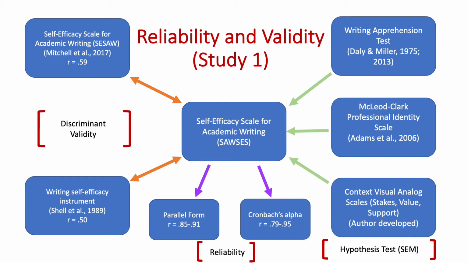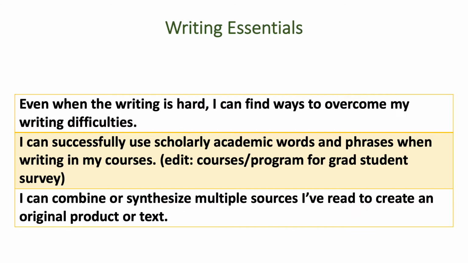The strongest models showed writing apprehension and context support to be the most effective predictors. Writing apprehension is a well-established correlate of writing self-efficacy, and the context support item confirmed that if a student perceived the writing environment in the course they were taking as supportive, they reported higher writing self-efficacies. So teacher support does make a difference.